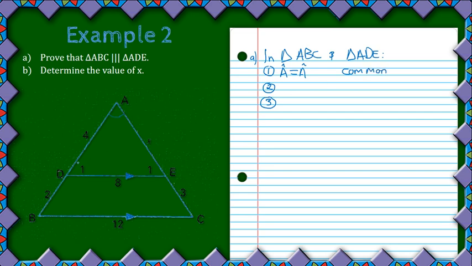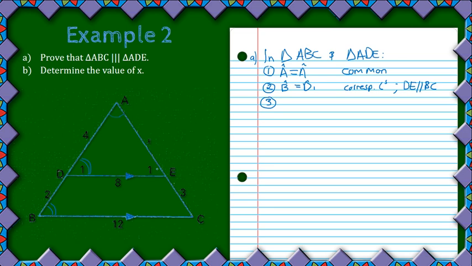Right, the next thing is I can see that these two lines are parallel. That means that these two angles here are corresponding angles. So then I can state, okay, angle B is equal to angle D1. And my reason for that is corresponding angles, and then I have to state that DE is parallel to BC.